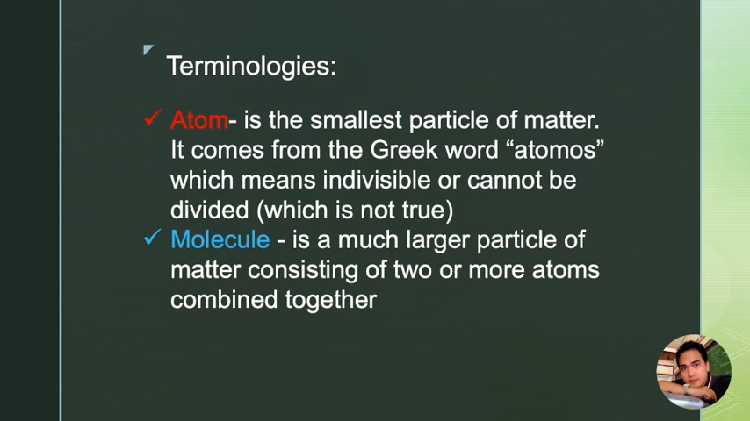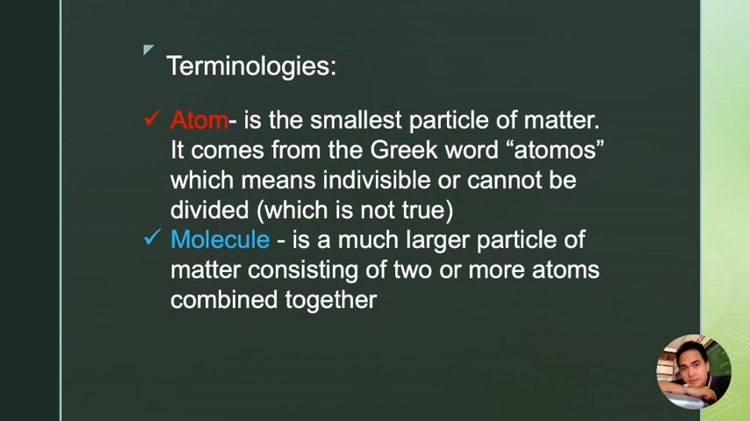First word is atom. Atom is the smallest particle of matter. It comes from the Greek word atomos, which means indivisible or cannot be divided. We learned from our previous discussion that this is not true.